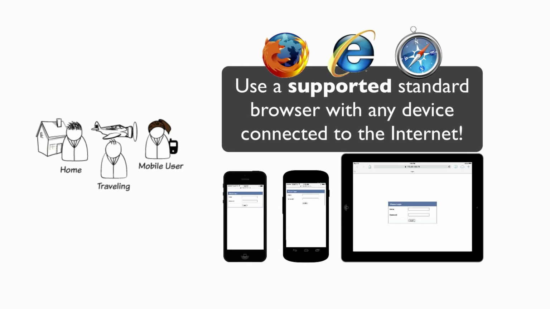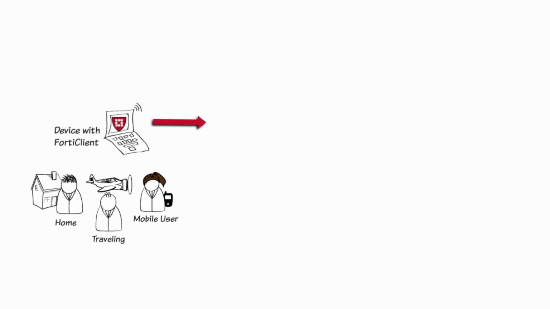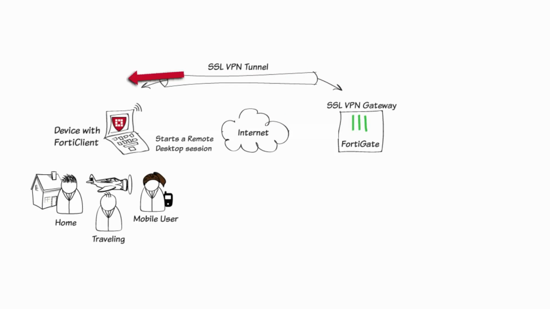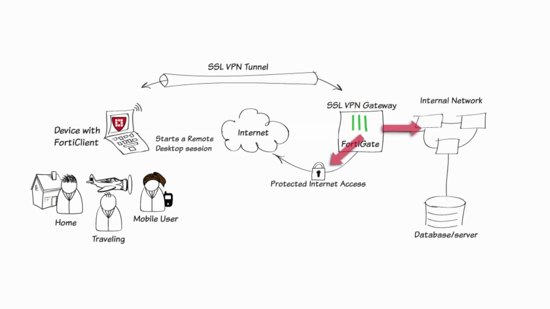When Jack works at home or on his travels, he can go to the web portal using any device with internet access and FortiClient. The SSL VPN tunnel provides an encrypted communication path for Jack to connect to internal network connections and protected internet access.